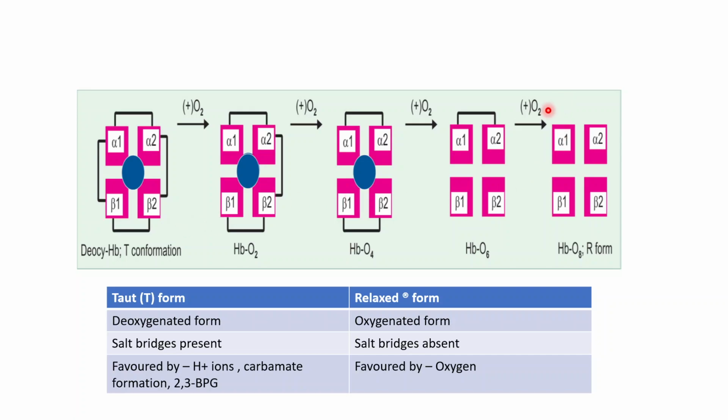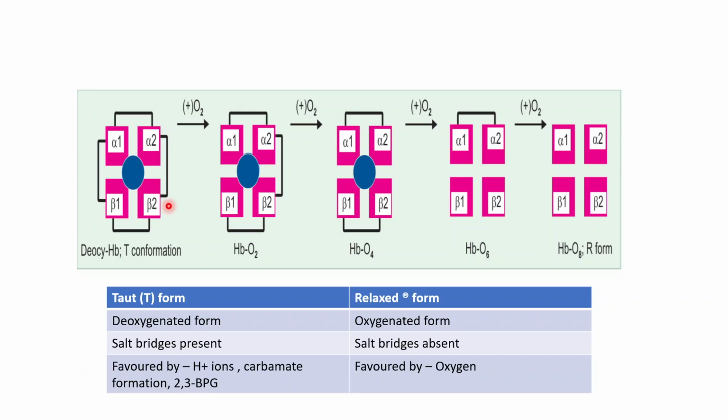Whereas the oxygenated hemoglobin, all these salt bridges are broken and it is relaxed and it binds with oxygen. It is binding with 4 molecules of oxygen. So R form is known as relaxed form. Also, presence of H positive ions, carbamates, that means carbon dioxide combining with hemoglobin, and 2,3-BPG, these stabilize this taut form, or the deoxygenated form.